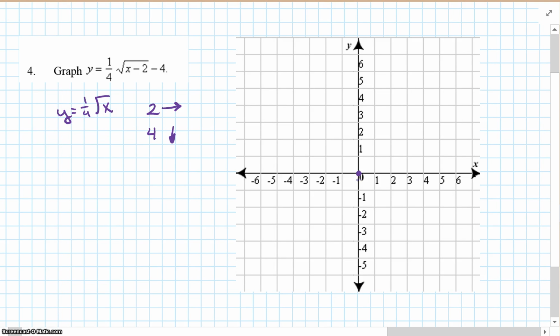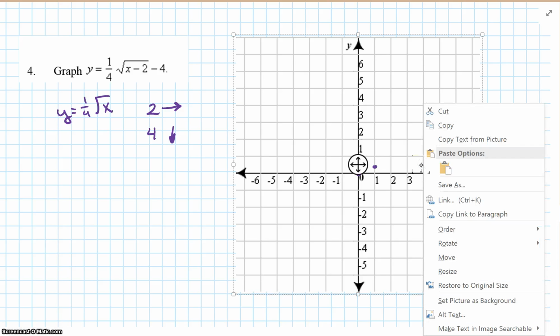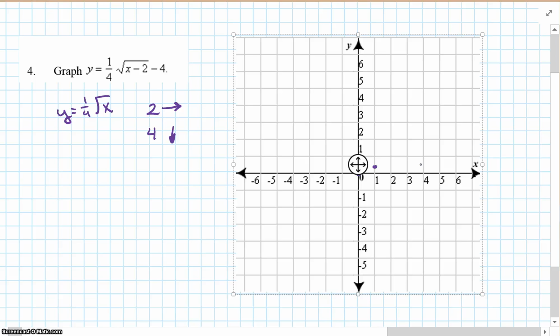Okay, so when x is 1, y would be 1/4. When x is 4, y would be 1/2. When x is 9, y would be 3/4. And we'd get all the way to 16 before we cross 1. So it's going to look like this.